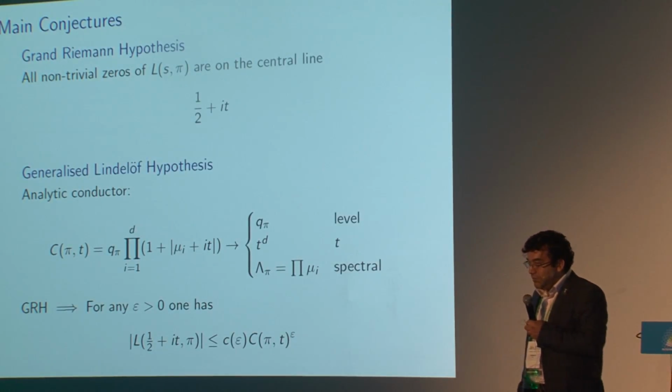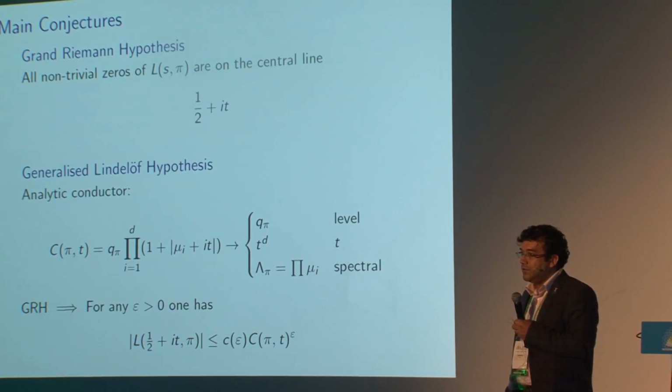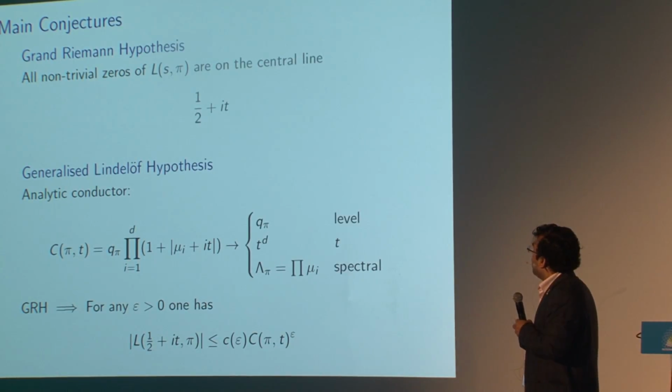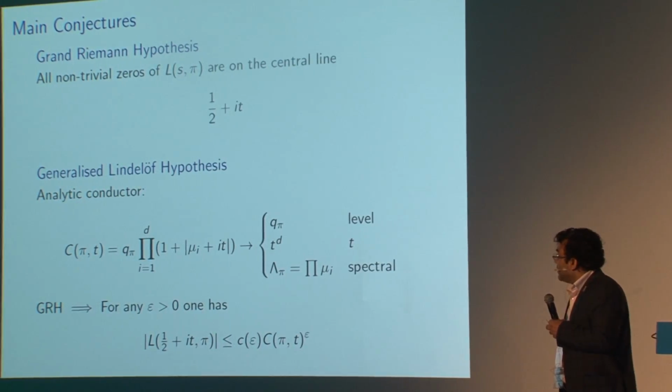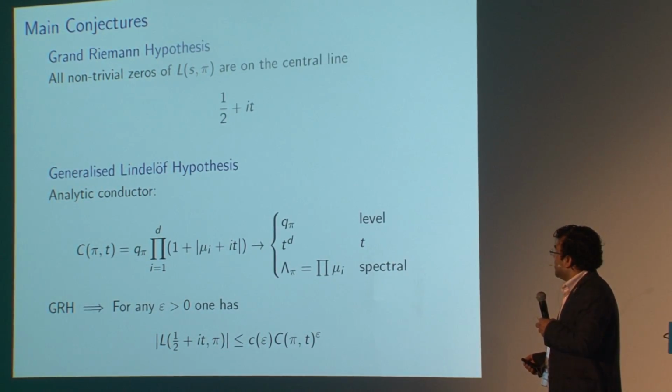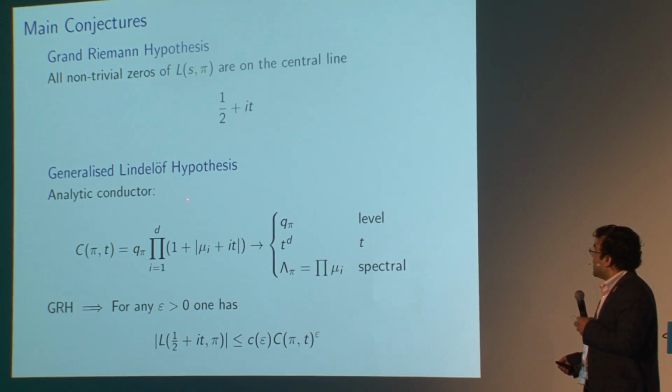Okay, so what is the main conjecture? It's of course the Riemann hypothesis, which says all non-trivial zeros of L(s, pi) are on the central line, 1/2 plus it. And a consequence of that is the generalized Lindelof hypothesis. To state that, it's about the size of this L-function. So I have to define the scale with respect to which to measure the size. So here is the scale.